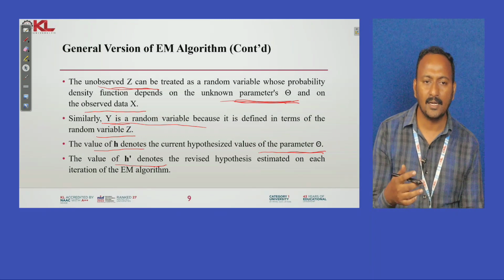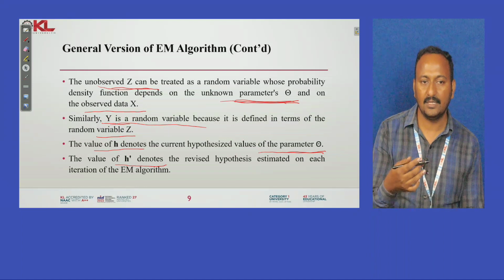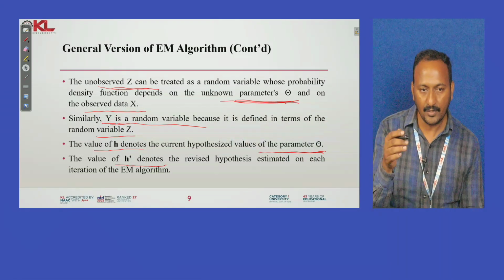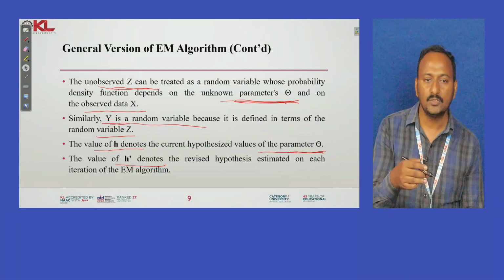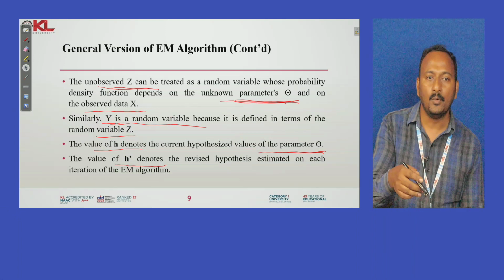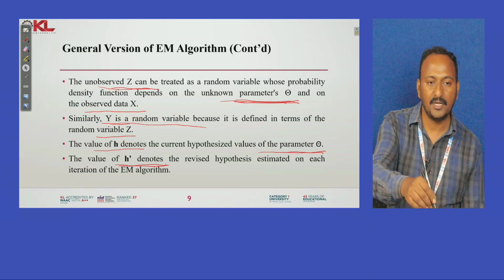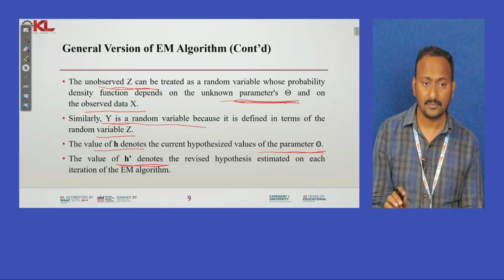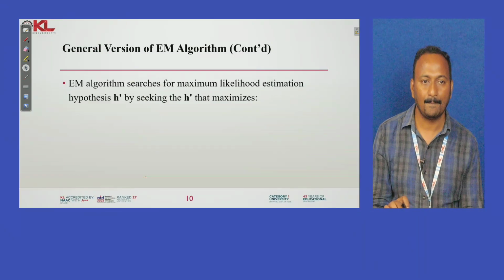So in our EM algorithm we need to guess something, and we need to check whether those guessed values are converging or not. If they are not converging, again we need to go for the estimation step as well as the maximization step. So in the estimation and maximization steps we are updating our hypothesis. Here the updated hypothesis is denoted as h bar. This h bar is gained in each iteration of our EM algorithm.